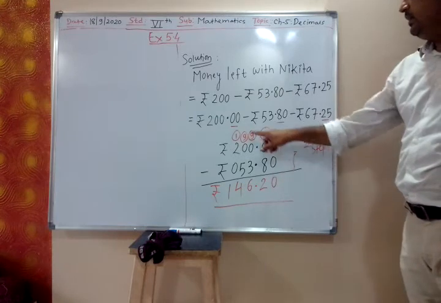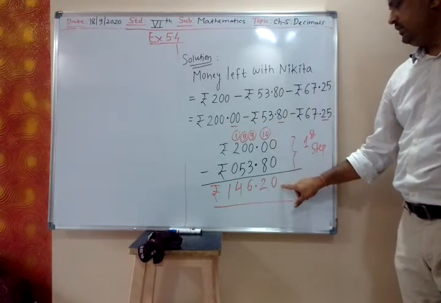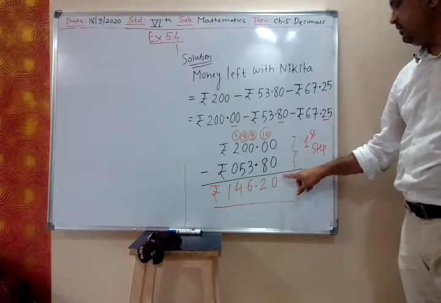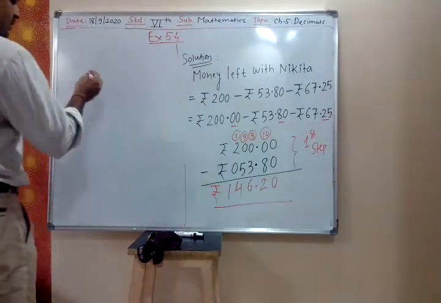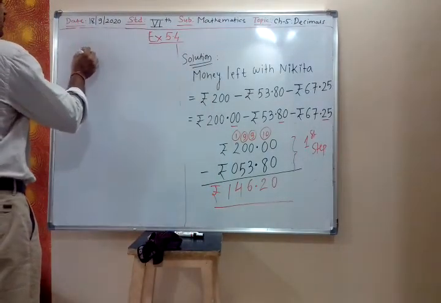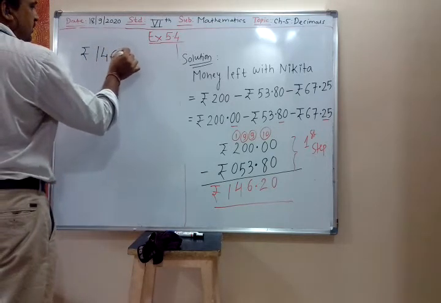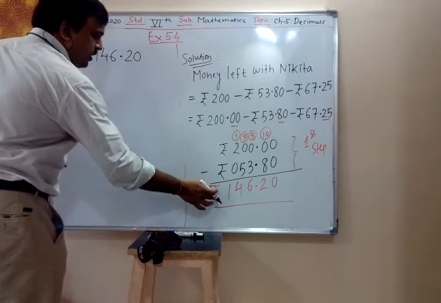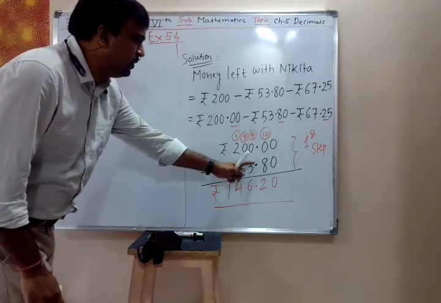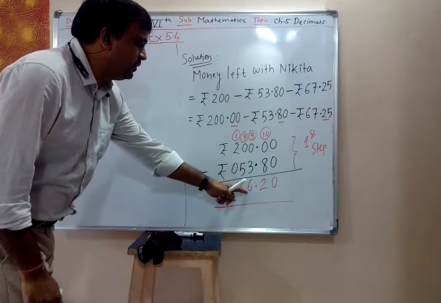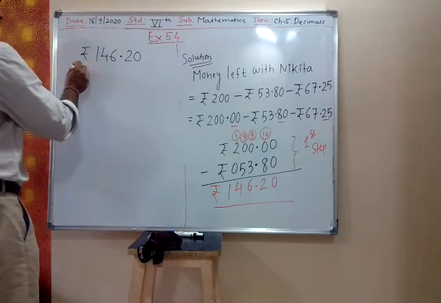So in the first step, I will subtract 200 rupees minus this. Then we get this amount. Now again from this balance amount, I will subtract this. So that is 146.20. From 200, after spending 53.80 on the maths book, we get this amount. Again from this amount we subtract 67.25.